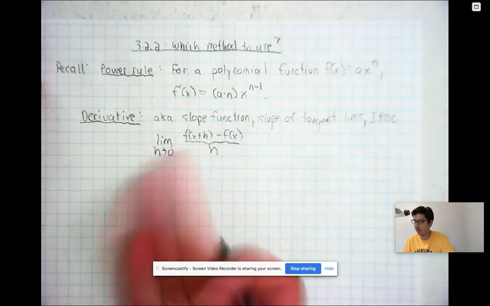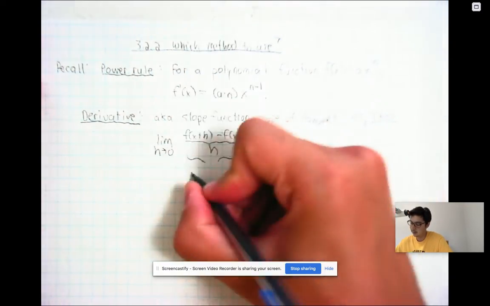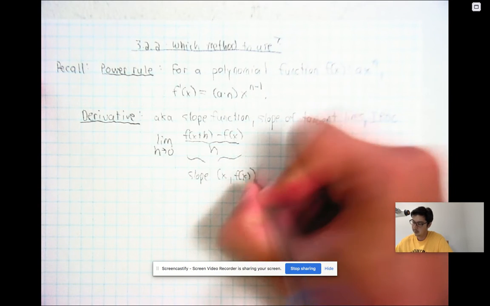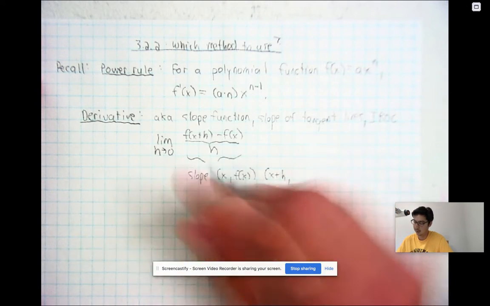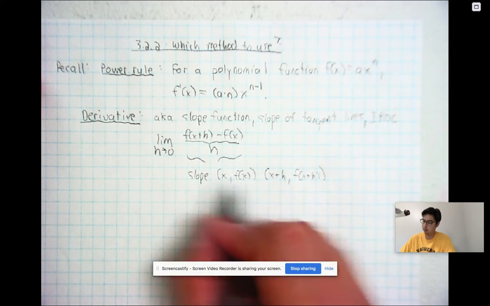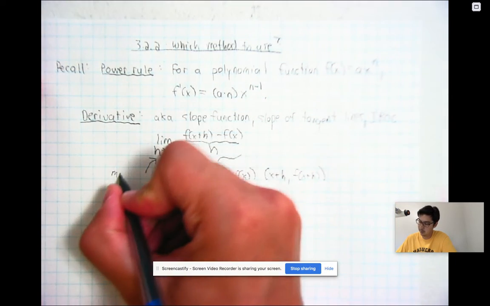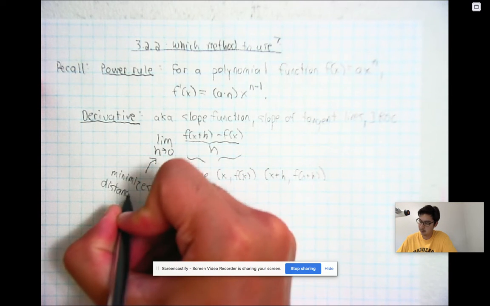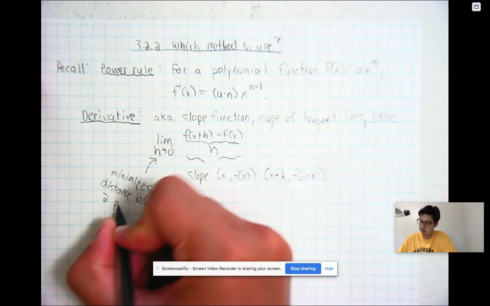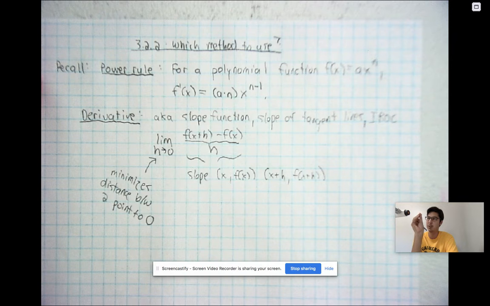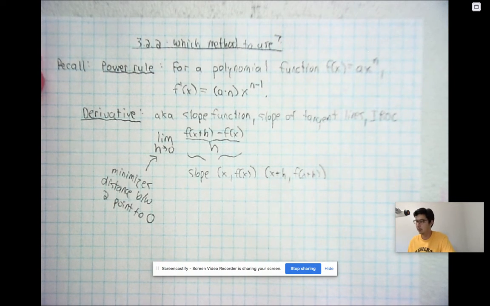Now for any given point x, this part right here is the slope between 2 points: x comma f of x and a point that's h away, x plus h, so a little bit to its right. What we do with these 2 points is find the slope between them, but this limit right here is minimizing the distance between the 2 points to 0. So basically, as the distance between them minimizes to 0, the slope between the 2 points will look just like the slope at that one given point.